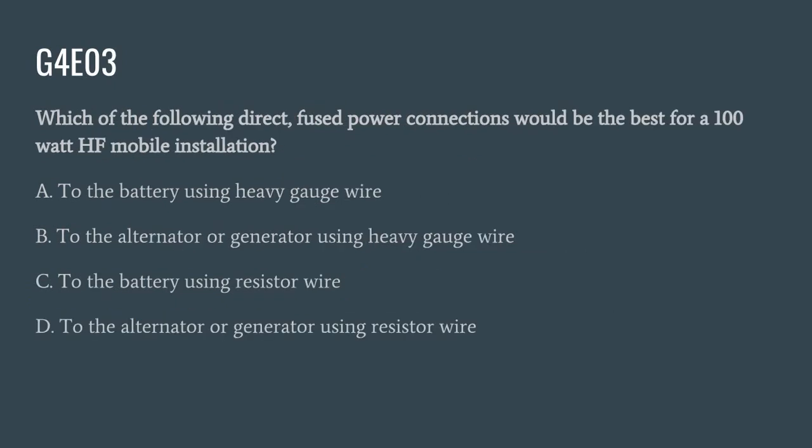G4E03, which of the following direct fused power connections would be best for a 100 watt HF mobile installation? A, to the battery using heavy gauge wire. B, to the alternator or generator using heavy gauge wire. C, to the battery using resistor wire. Or D, to the alternator or generator using resistor wire. The best installation is A, to the battery using heavy gauge wire.